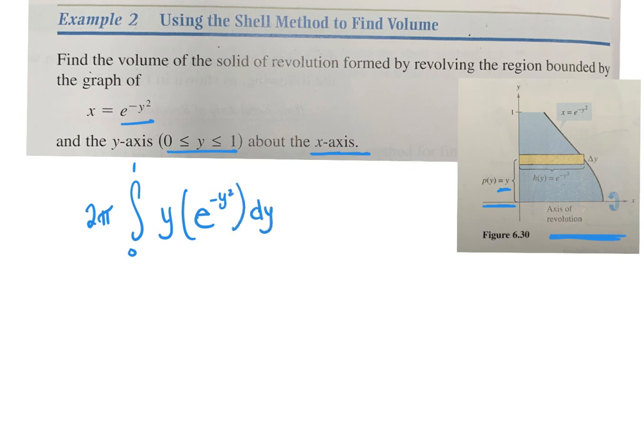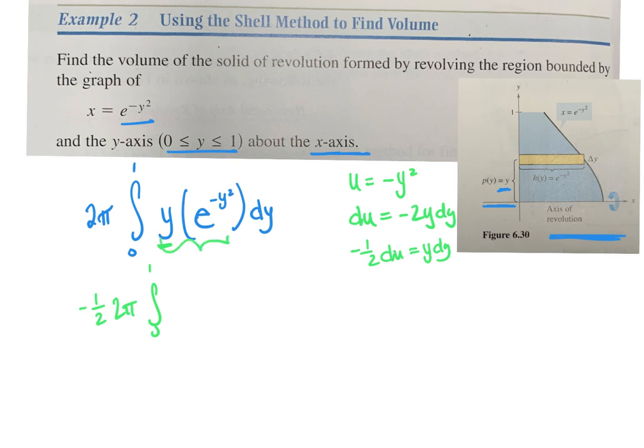All right, now this guy is u-substitution. All right, so my u here is going to be that negative y squared. My du is going to be negative 2y dy. I just need a y. So I need to multiply both of these by negative 1/2, right? So negative 1/2 du will give me my y dy, which is what I want. So I actually end up multiplying this guy by negative 1/2. So I have negative 1/2 2 pi from 0 to 1, but all of this is replaced with this guy. So I have e to the u du.